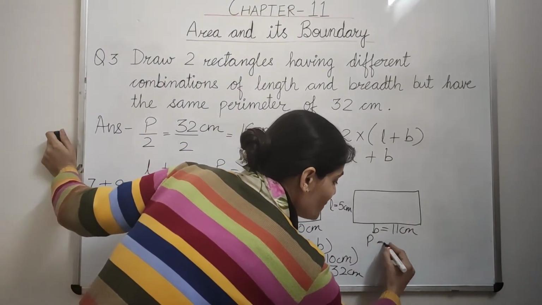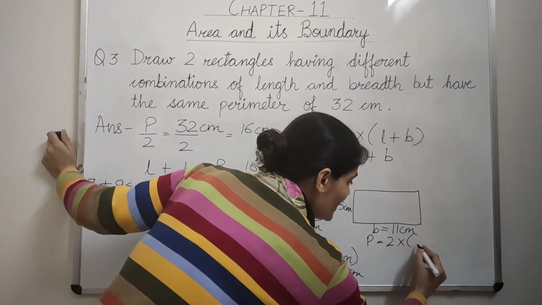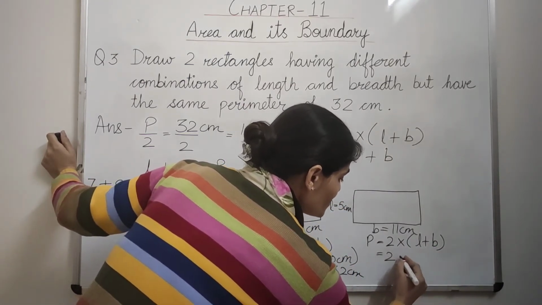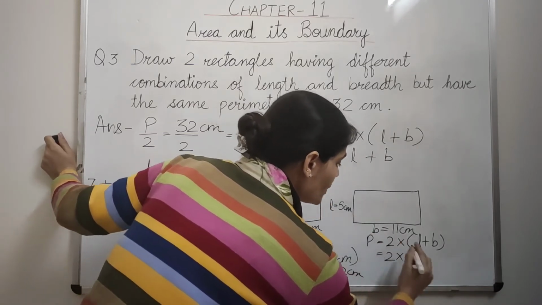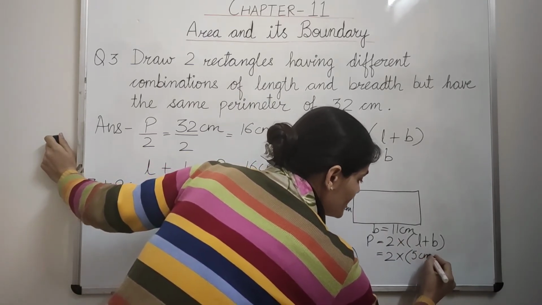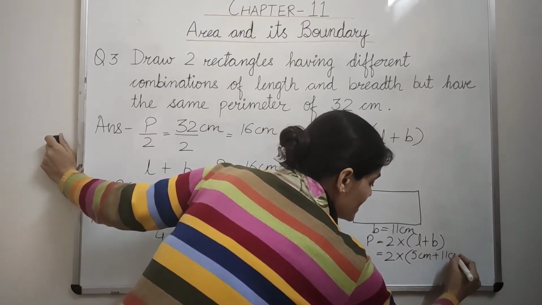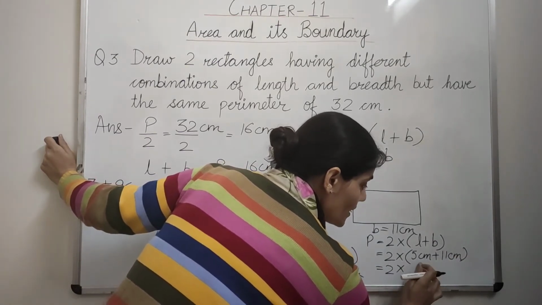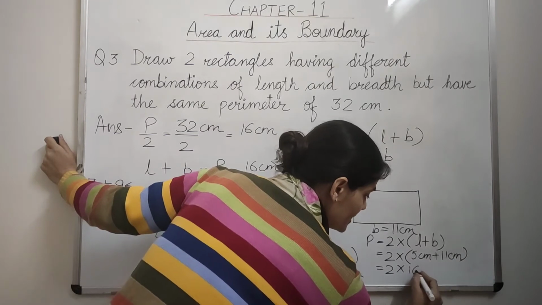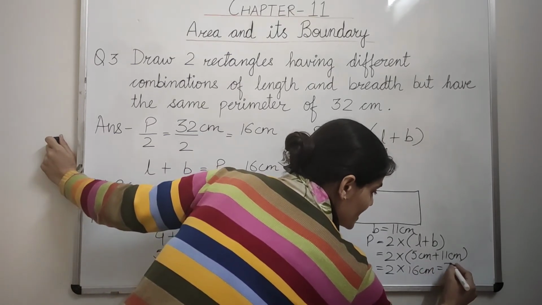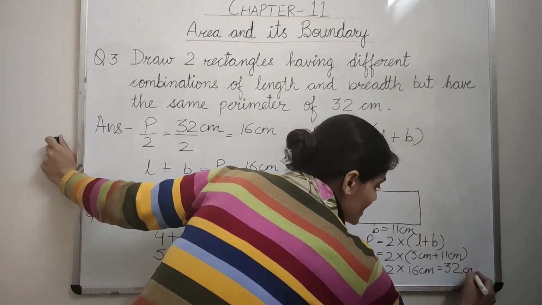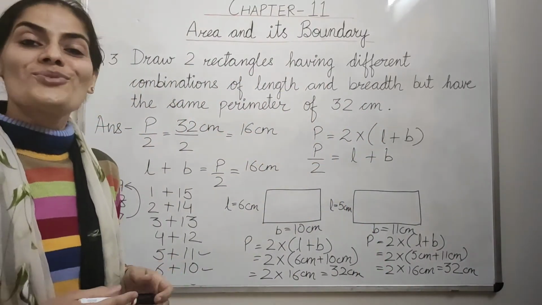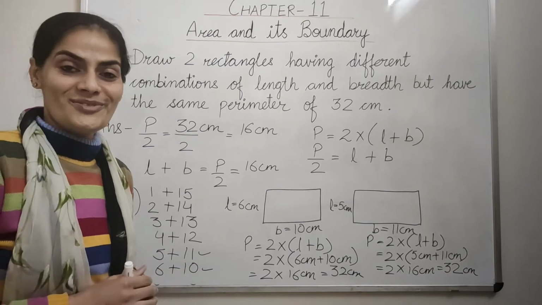Again, we'll write the formula 2 into L plus B. Put the values. 2 into L is what, beta? 5 centimeter. B is what? It is 11 centimeter. So 2 times the sum of 5 and 11 will be 16 and 2 times 16 is equal to 32 centimeter. Let's move to question 4.